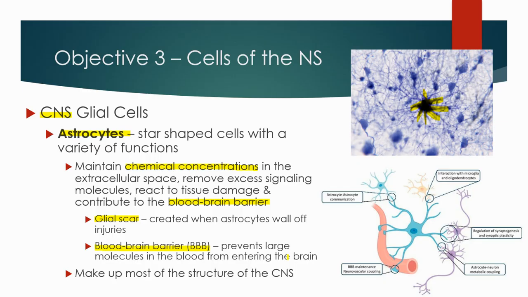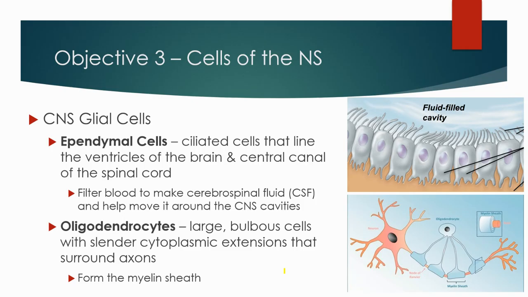The blood-brain barrier is great, but it is something that could be difficult when you're trying to get medications to nervous tissue. And so these astrocytes are responsible for creating that blood-brain barrier that prevents those bad things from entering in the blood. The blood that enters the brain is going to be very specific in what can and cannot enter. And so your astrocytes make up most of the structure of your central nervous system.